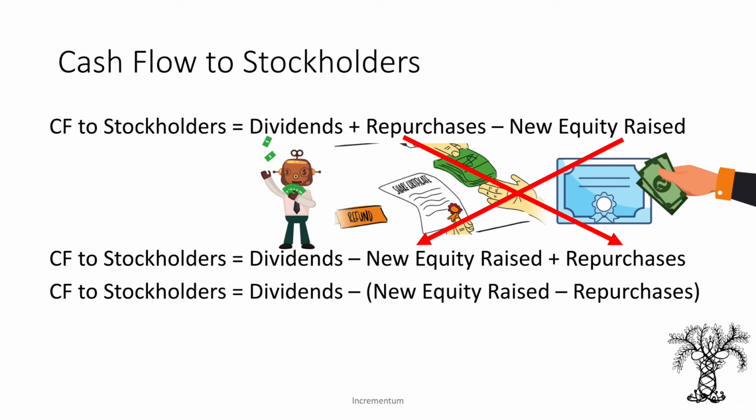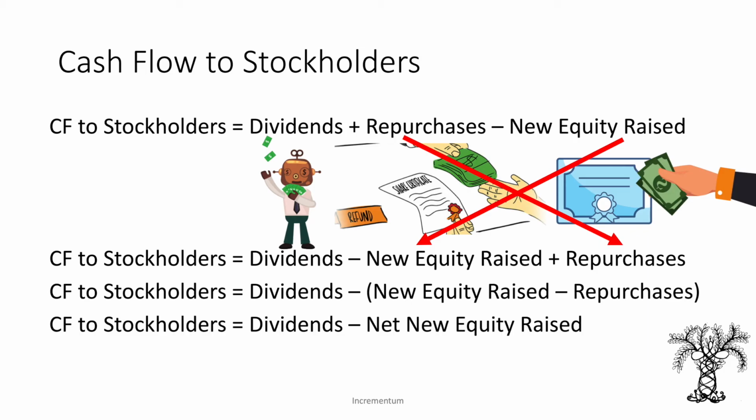All we've done here is put new equity raised and repurchases in the parentheses together, and we've factored out the negative. Again, if you want to check that this is mathematically legal, you can redistribute the negative, and we would end up with dividends minus new equity raised plus repurchases. We're going to call that parentheses net new equity raised because it's the net effect of our raising money activities and repurchasing activities. So cash flow to stockholders is dividends minus net new equity raised. If we're firm insiders, we can use any of these four equations to calculate cash flow to stockholders.